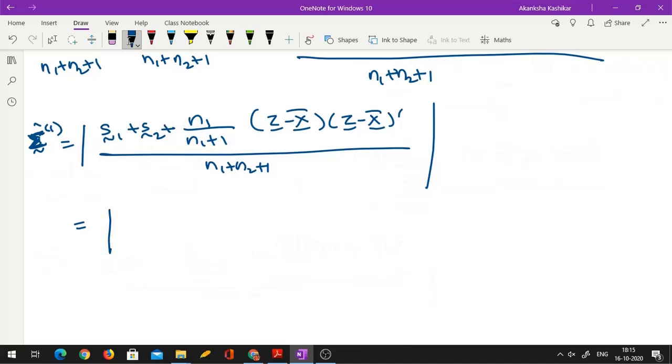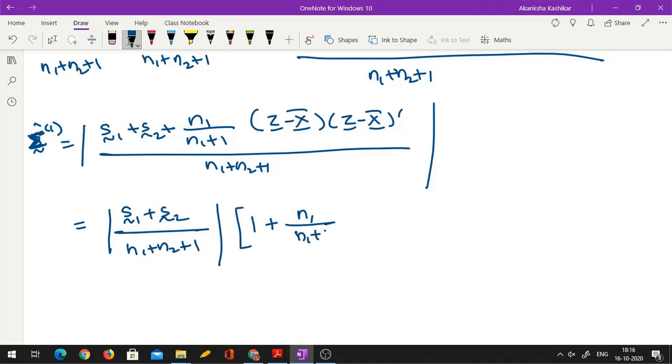Okay, so if I rearrange this determinant and take (S1 + S2)/(N1 + N2 + 1) out as a separate determinant, then by the formula for the determinant of partitioned matrices, I get this to be 1 upon 1 plus N1 upon N1 plus 1 (Z − X bar)' (S1 + S2)^-1 (Z − X bar). We have done this while doing the likelihood ratio test for the mean in the case of the multivariate normal. So if you have doubts, please refer to those notes first and see if you can clarify that.